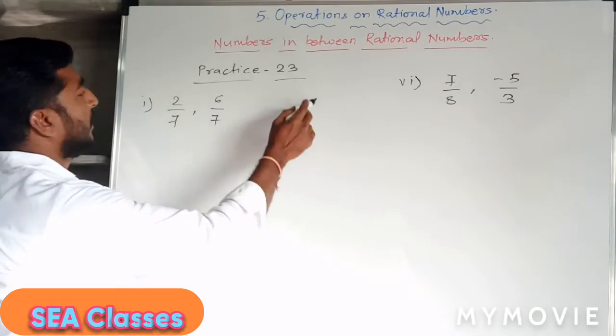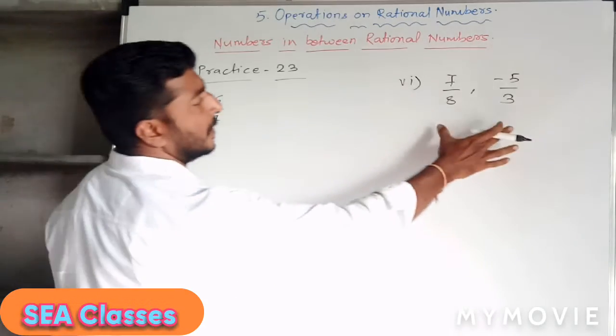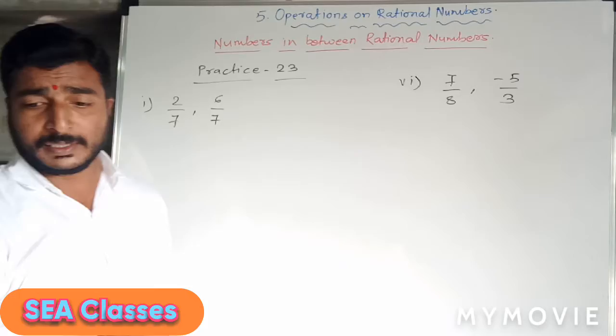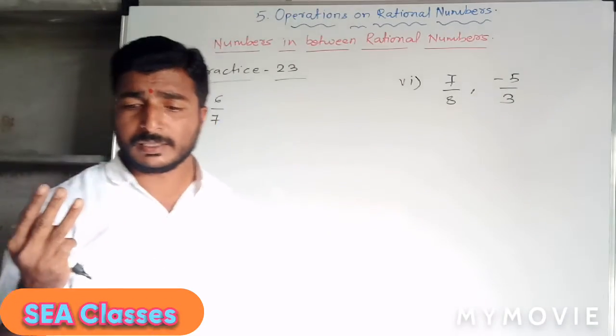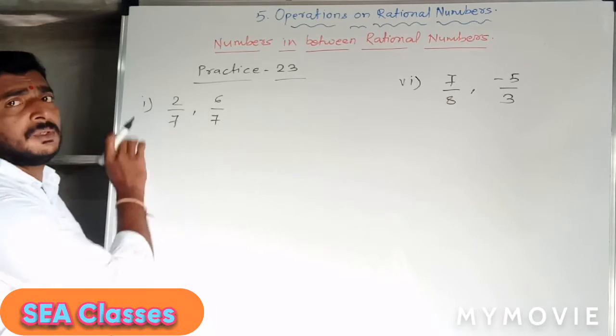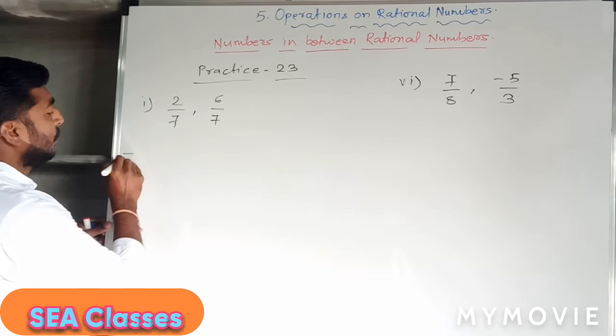So now from practice set 23 I will take the first example and the sixth example. And what is the question there? You have to write three rational numbers that lie between the given two rational numbers. So here how will you do it?